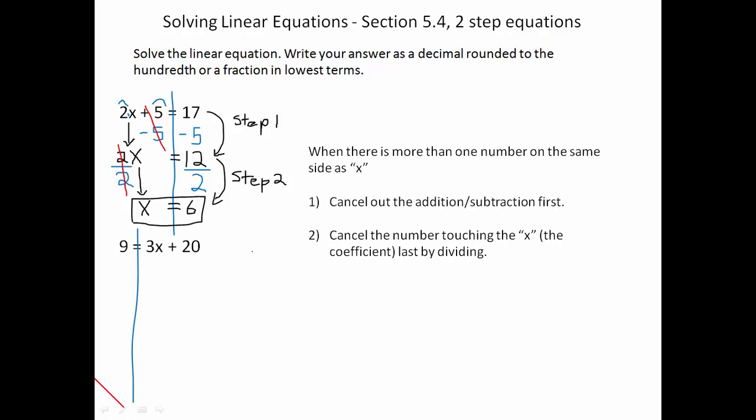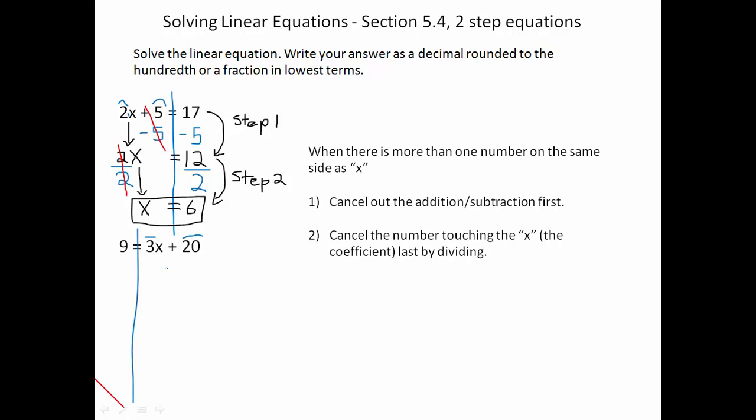Okay, did you cancel out the right number? Let's see. There's two numbers on the right with the x. There's the 3, and then there's this 20. The 3 is touching the x, so that's my coefficient. That's the last to go. The 20 has a plus sign between it and the x, so that's actually the first one I want to cancel out. It's being added to the x.